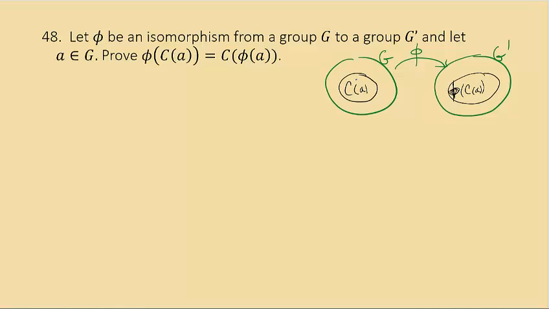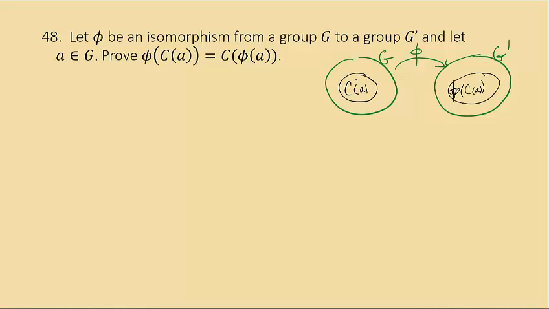Problem 48. Phi is an isomorphism from G to G prime. You can see I drew a picture there. A is some element in G. And I have drawn a little black circle there for the centralizer of A. We know that that is one of its subgroups. And phi of the centralizer of A is in G prime. That is the image of the subgroup in G.